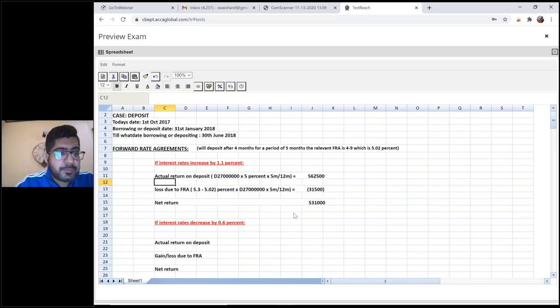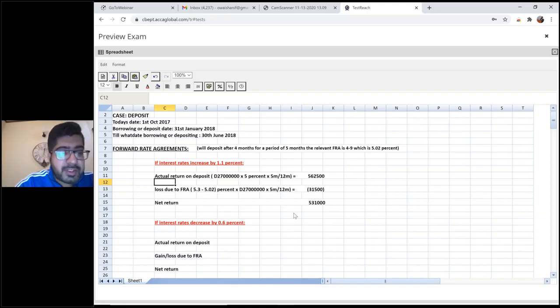This ends the case if interest rates increase by 1.1. How do you get the actual return on deposit? It's the amount into rate. How do we get the rate? Interest rates increased by 1.1 and became 5.3. We can't deposit at 5.3. We can deposit at 530 basis points, 0.3% less, into time period over 12.